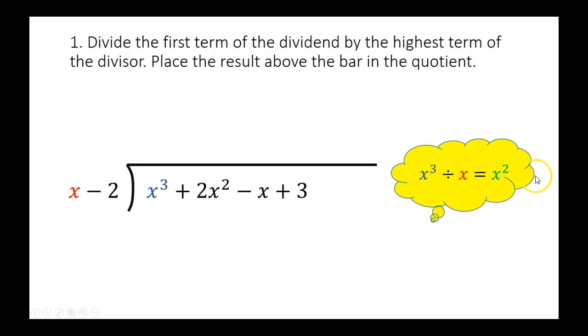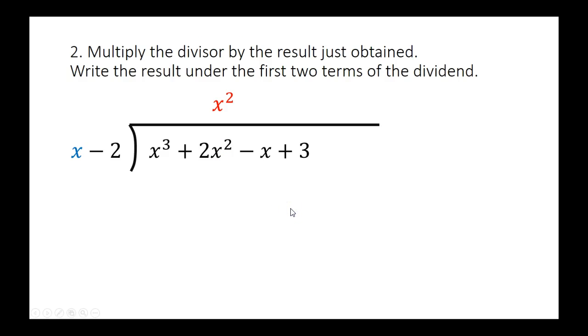Just a little thinking bubble over here: x cubed divided by x is x squared. Place the result, x squared, above the bar in the quotient. Step 2, multiply the divisor by the result we just obtained. Write the result under the first 2 terms of the dividend.